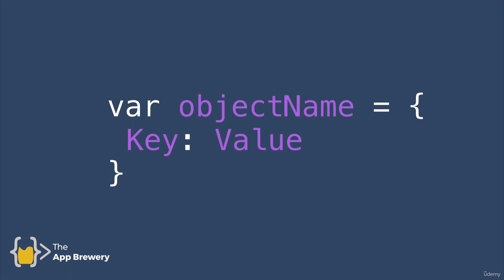So you would start with the keyword var to show that you're creating a new variable. Then you would give that variable a name, whatever it is that you wish. Then you have an equal sign and you open a set of curly braces.